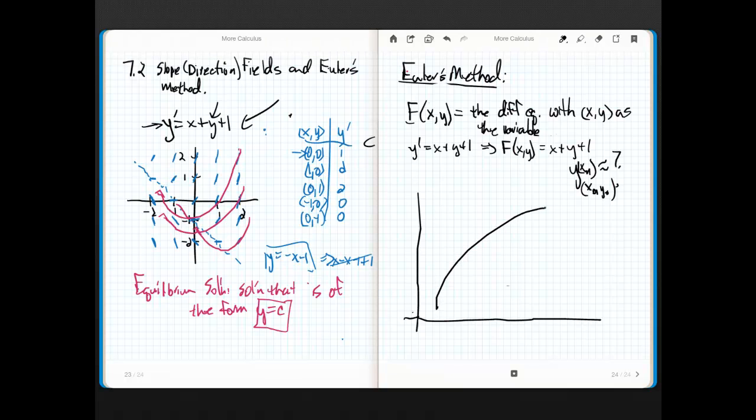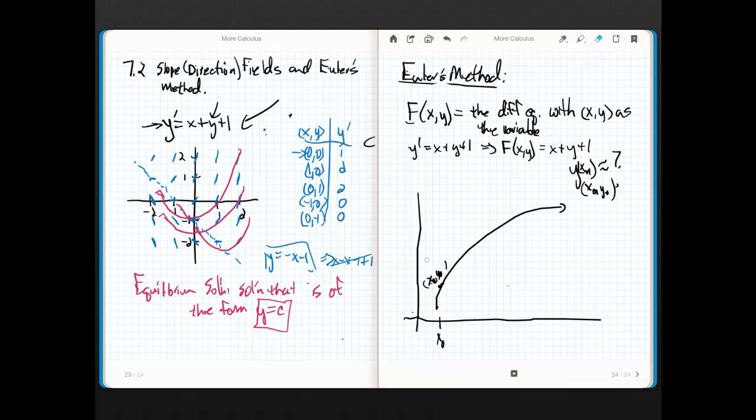All right, let's say that our solution looks like that. And we're going to start at this point right here. This is going to be x sub 0. So this point right here is going to be x naught, y naught. That's going to be that guy. All right? Now here's what Euler said.